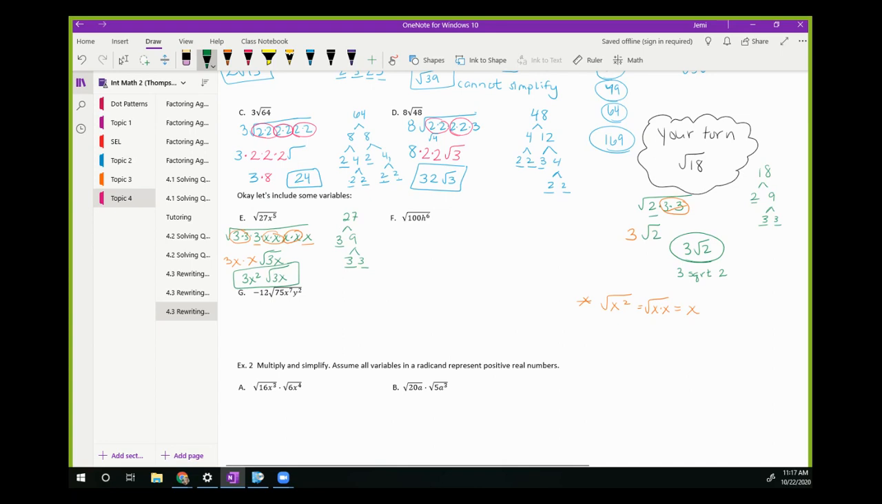All right, let's give F a try. So I'm going to pause here for a few seconds. Feel free to work ahead. Maybe you can figure that one out on your own. Square root of 100 h to the 6th. And if you're not ready to work it out on your own, then just wait a few seconds and I'll do it with you.